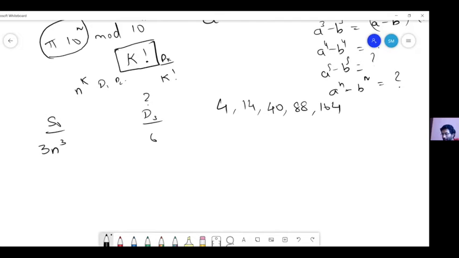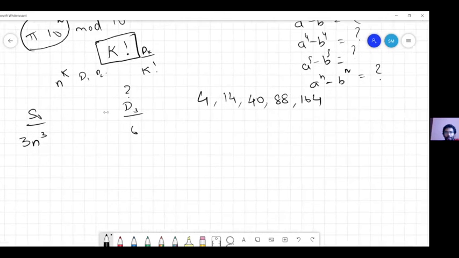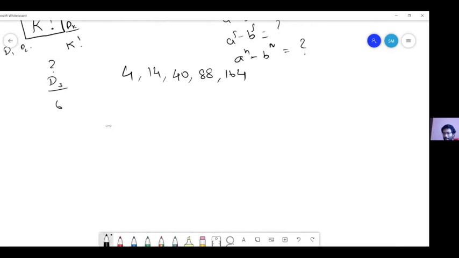So the challenge that Ravi sir is posing to all is: find its formula. First of all, what is the pattern of the sequence? Something you should find out. So it's 4, 14, 40, 88, 164, and so on.